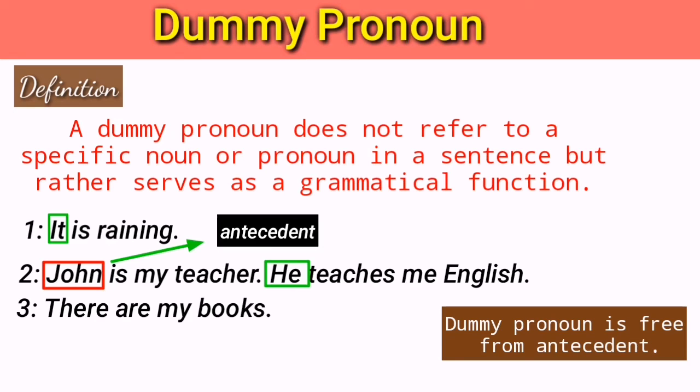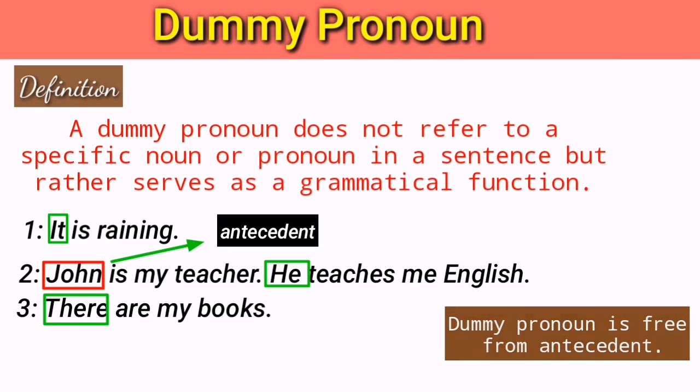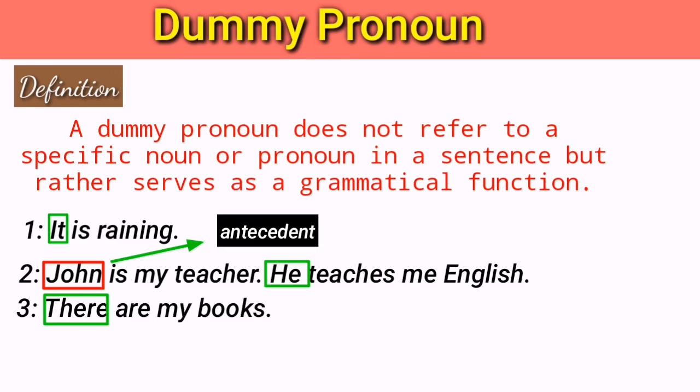Look at another example. There are my books. Here in this example, the demi-pronoun is there. But why is it a demi-pronoun? The answer is it does not have an antecedent, and it does not refer to any noun earlier mentioned in a sentence. But it just fills the place of a subject. So that is why it is a demi-pronoun. If you look at this example, John is my teacher, he teaches me English. Here he has an antecedent, that is John, but it does not have any antecedent. So that is why it is a demi-pronoun.